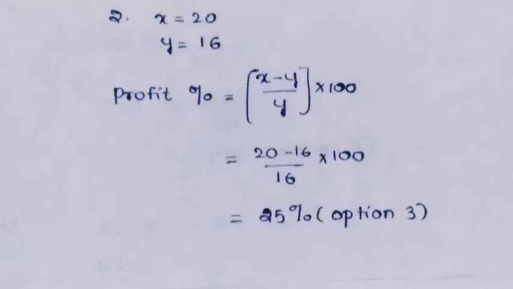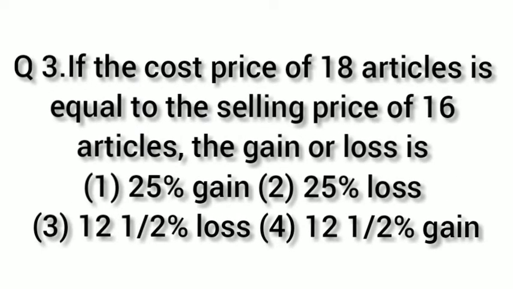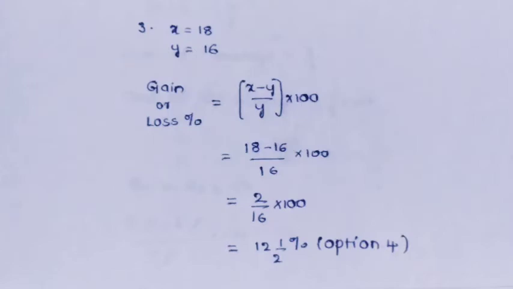And the next question is: if the cost price of 18 articles is equal to the selling price of 16 articles, find the gain or loss percentage. Here also the question is the same, and I am treating the value of x as 18 and y as 16. Substituting these values in the formula, we get the gain or loss percentage as 12 1 by 2 percent, which is option number 4.